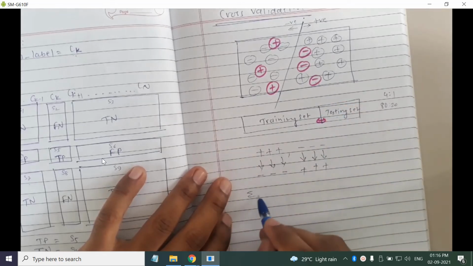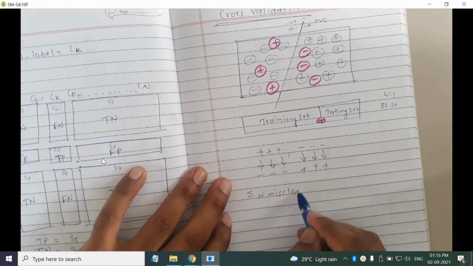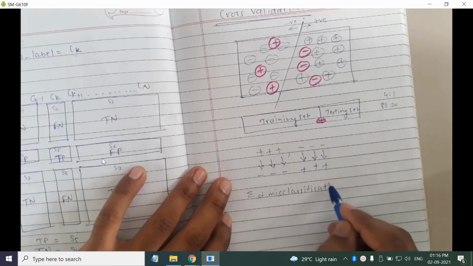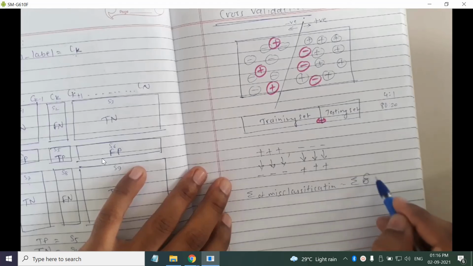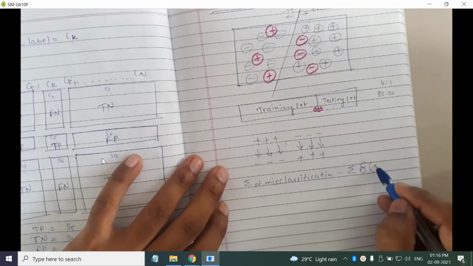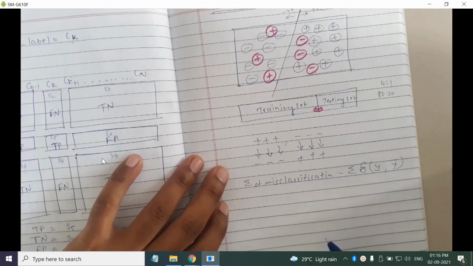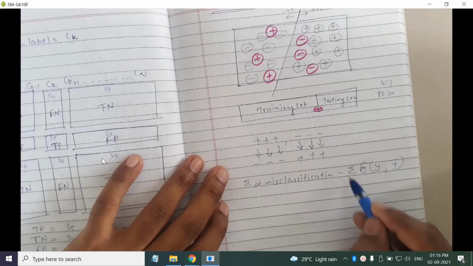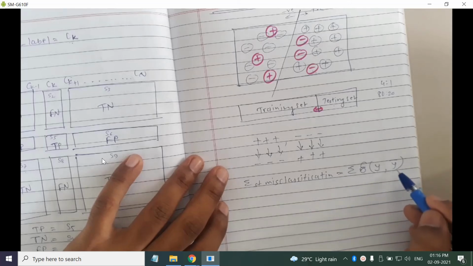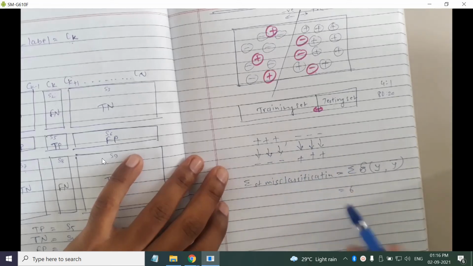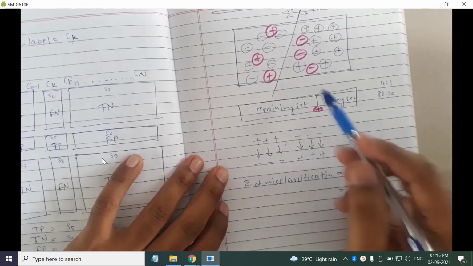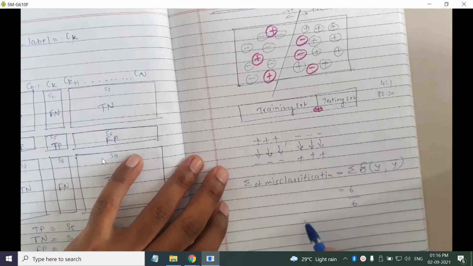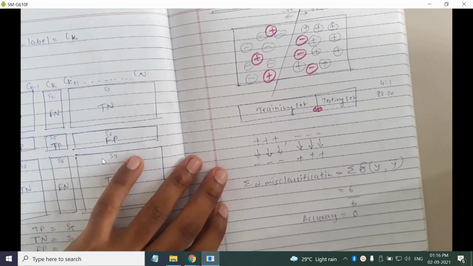Now the summation of misclassification, we know the formula, right? Summation of delta of the true value and the predicted value. Delta gives 1 when y does not match with y bar, so the misclassification is 6. All are misclassified, and there were 6 samples in the testing set. My accuracy is 0. My accuracy is 0 in this example.